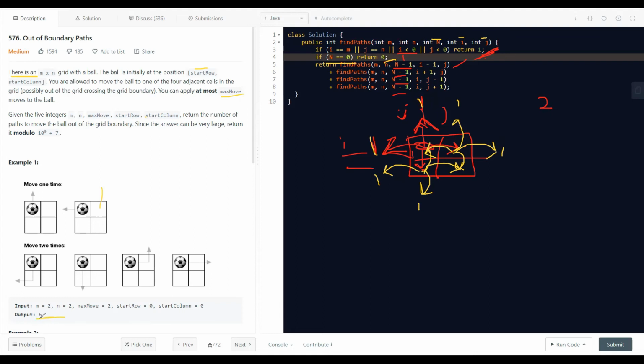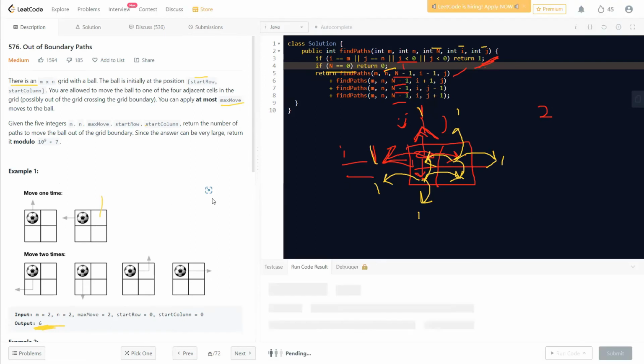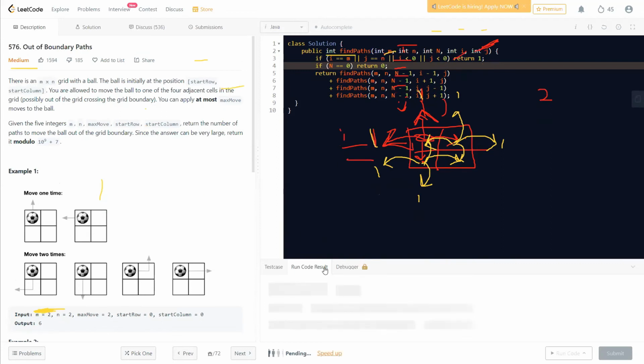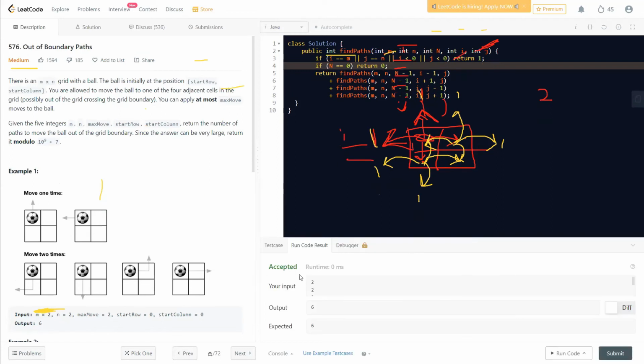That's what you can see as a 6 being the value over here. Fine. So this is a solution, and this will definitely work. If I just run with these simple cases, you can find that this should work for us. Yes, this is accepted. But if you submit the solution, this may give you a time limit exception.